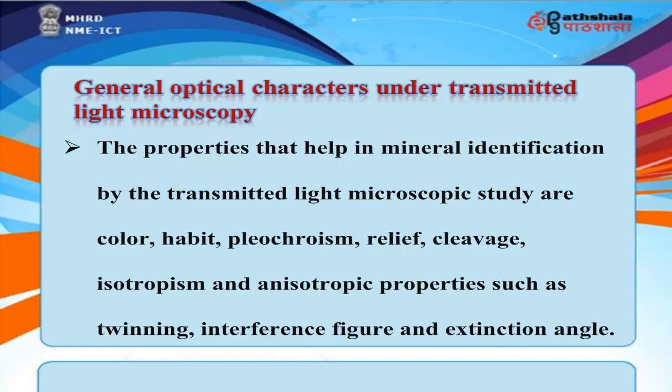General optical characters under transmitted light microscopy. The properties that help in mineral identification by the transmitted light microscopic study are color, habit, pleochroism, relief, cleavage, isotropism, and anisotropic properties such as twinning, interference figure, and extinction angle.